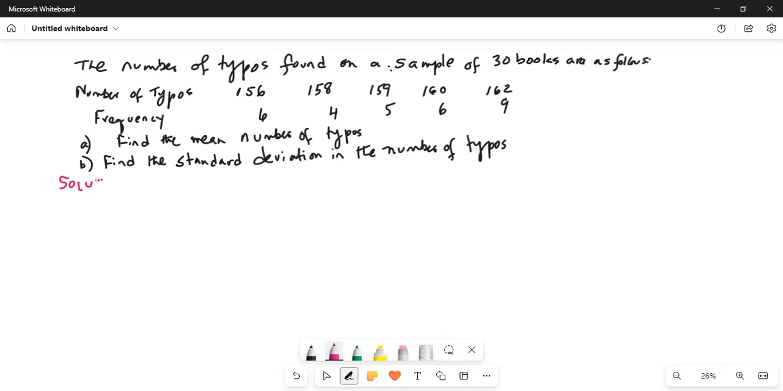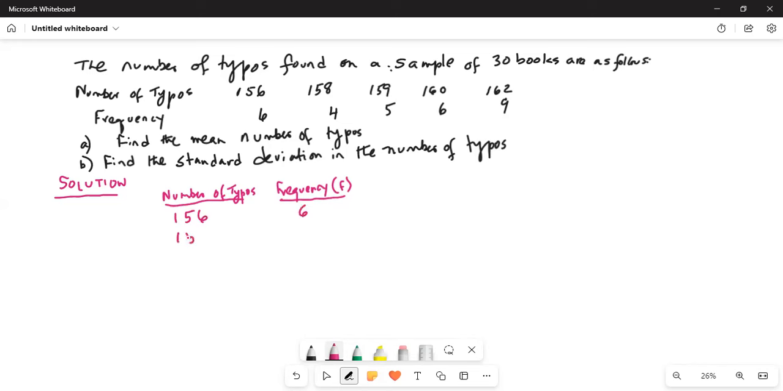Solution. So number of typos and the corresponding frequency, and this we will call F. Okay. So number of typos and frequency. First number of typos is 156 and the frequency of that is 6.